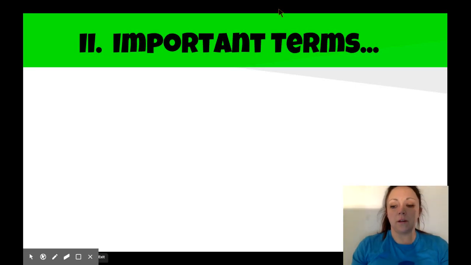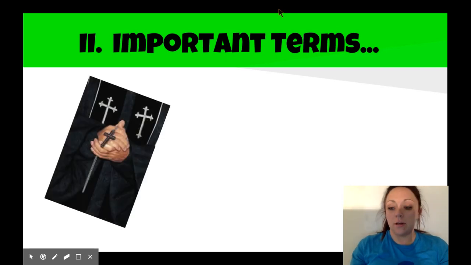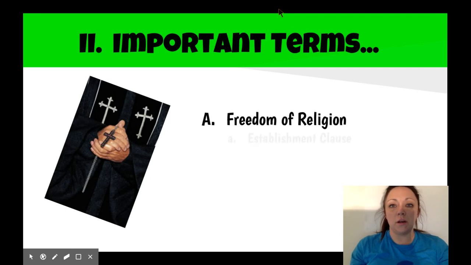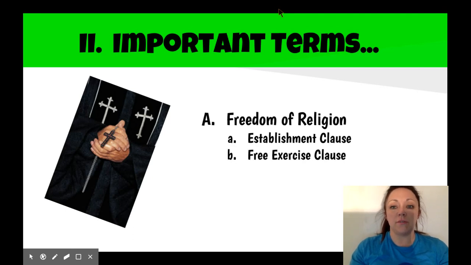Welcome back. Today we're going to talk about important terms associated with your First Amendment protections of freedom of religion, freedom of the press, and freedom of speech. So let's get started. Starting with freedom of religion, in the First Amendment there are two specific clauses that break down your religious freedoms and the guarantees that the Constitution gives you. You have the Establishment Clause and the Free Exercise Clause.